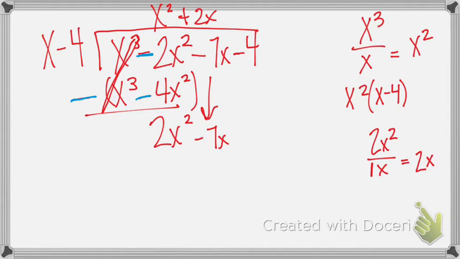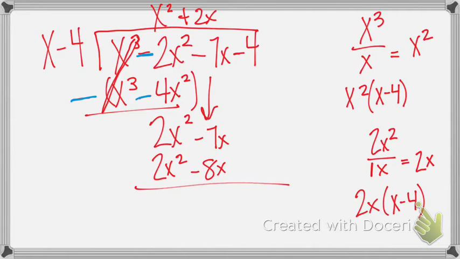Now we do what? Multiply. So 2x times x minus 4. Well, a 2x times another x is a 2x squared. And a 2x times a negative 4 is a negative 8x. Now we subtract and we put what around our terms? Parentheses. 2x squared minus 2x squared is just what? Just 0, so it goes away.